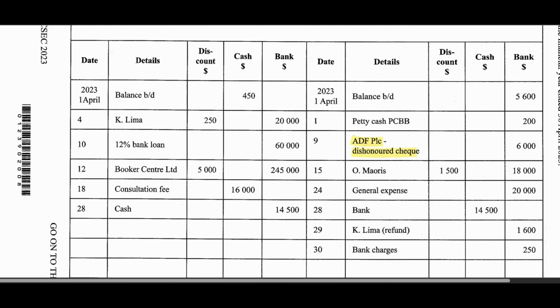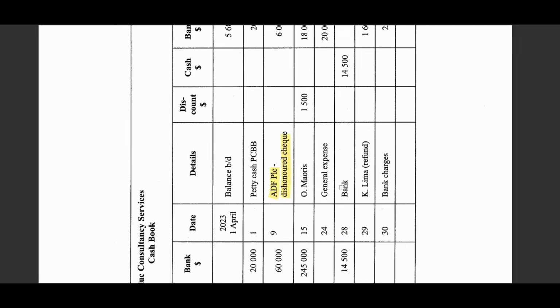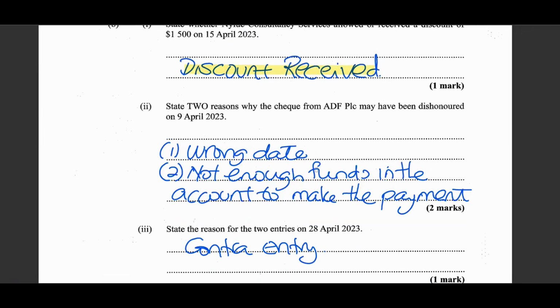Why would that check be dishonored? That check could be dishonored if there was an incorrect entry on the check, say wrong date or even wrong signature, or even if the person who was actually making the payment to us did not have enough funds in the account to make that payment. Those are the main reasons for having a dishonored or a bounced check. Good. Now, part 3, guys.